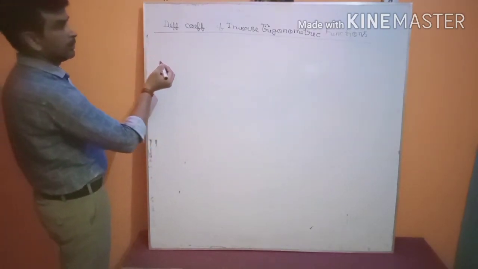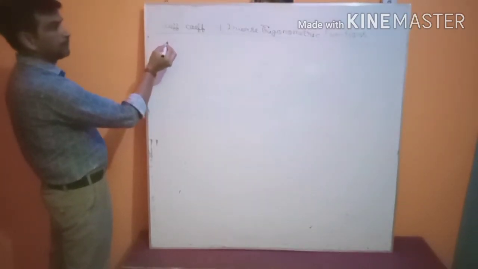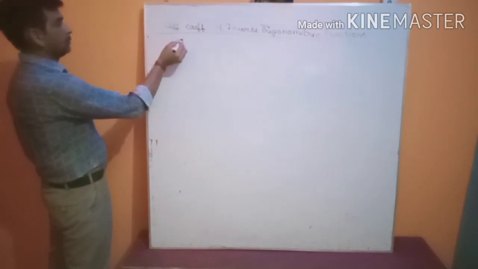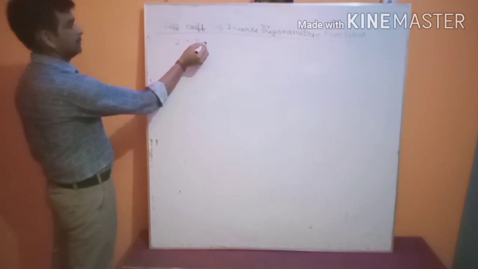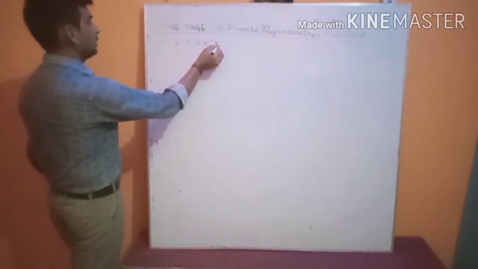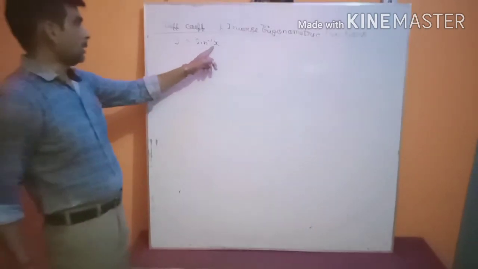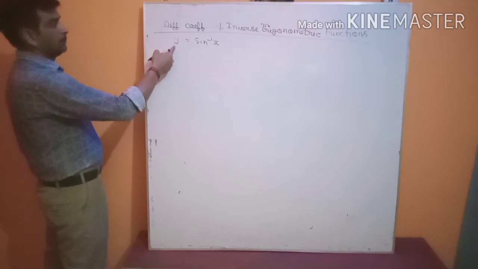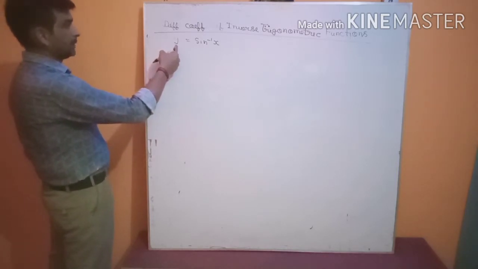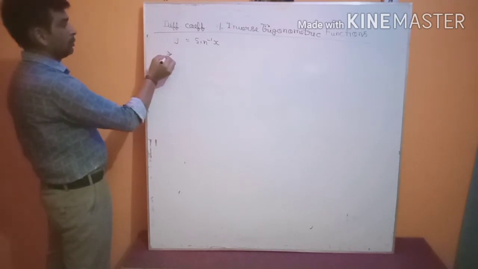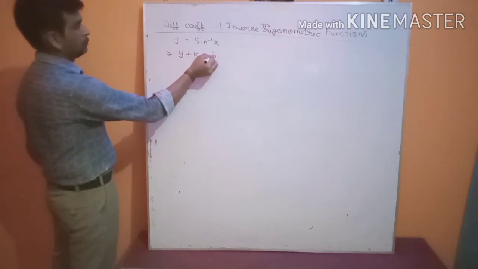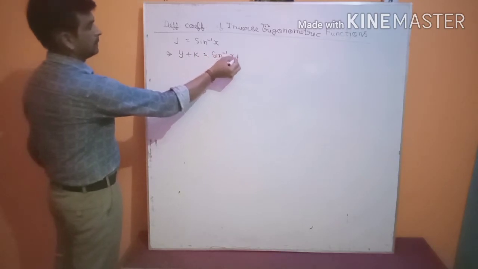Here, first we are finding the differential coefficient with respect to x of sine inverse x. So, suppose y equals sine inverse x, and when x increases by h, then we may say y increases by k. So we may write y plus k is equal to sine inverse of x plus h.